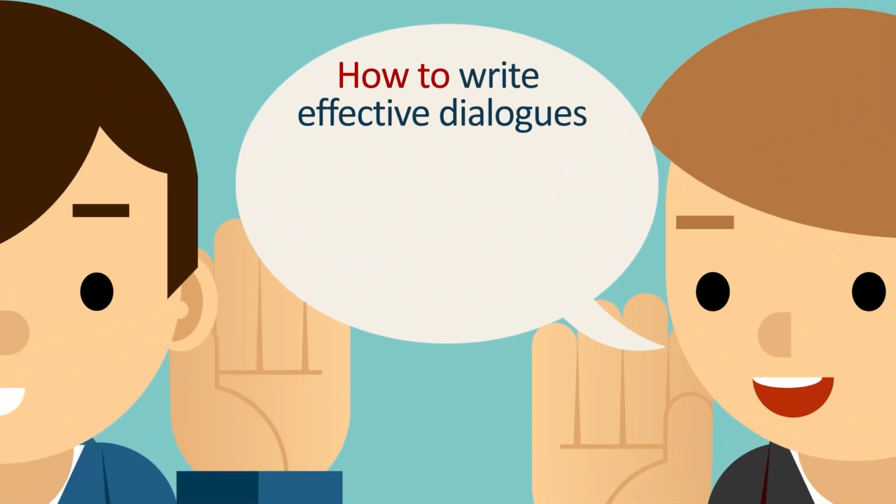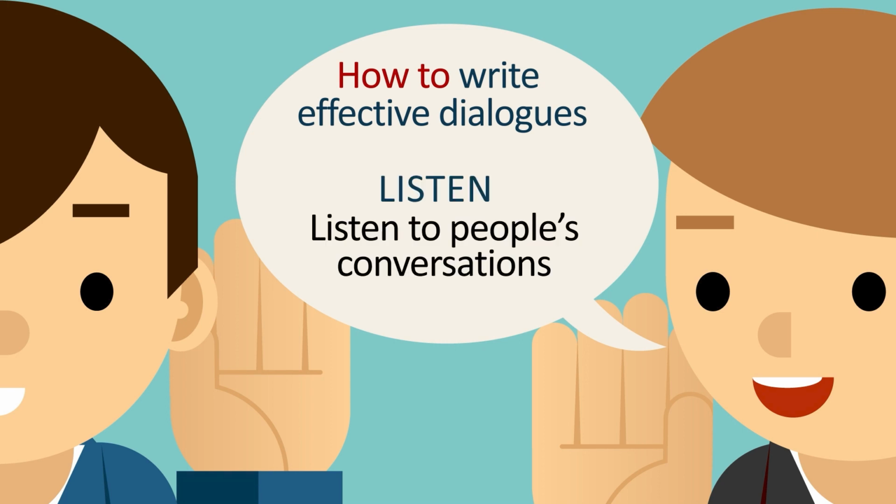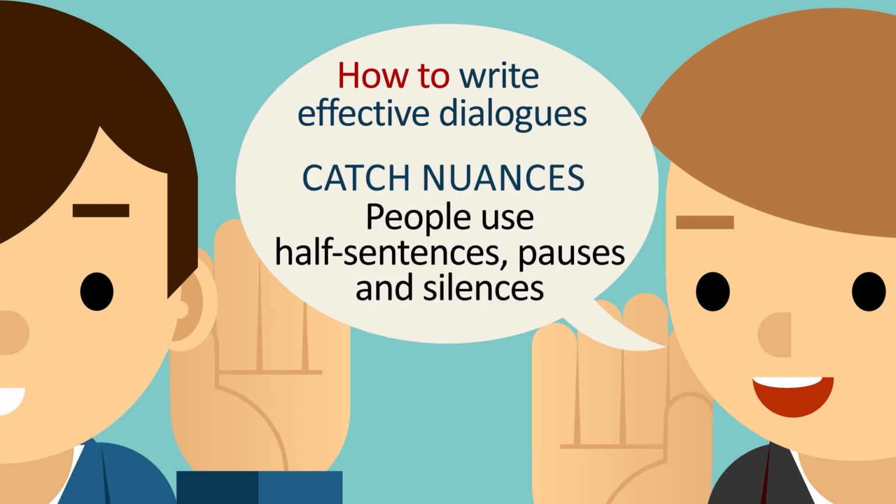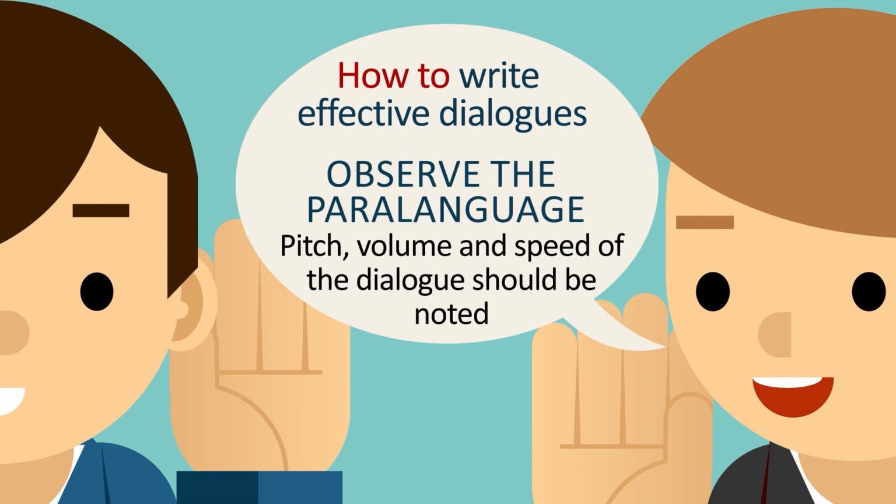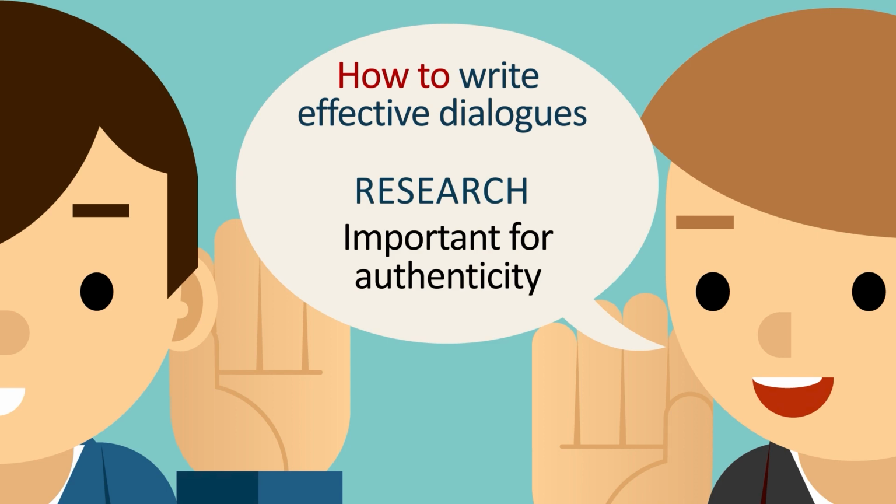So how do we create effective dialogues? The first rule in the book is to listen. Listen to people's conversations. Try and catch the nuances of their exchanges. People use half sentences, pauses, silences. Observe the paralanguage. Pitch, volume, and speed of the dialogue should be noted. Research. Research about the situation that you are going to be writing about. See how the characters interact in those settings. This is very important for creating an authentic text.